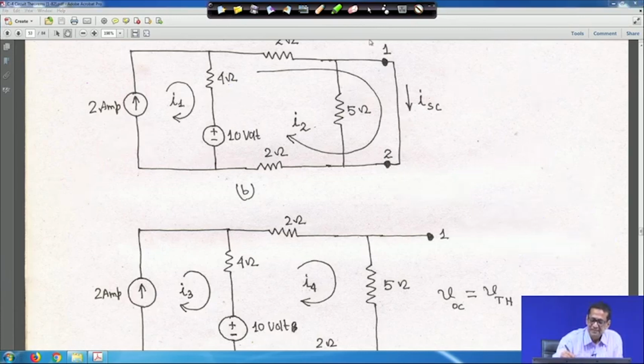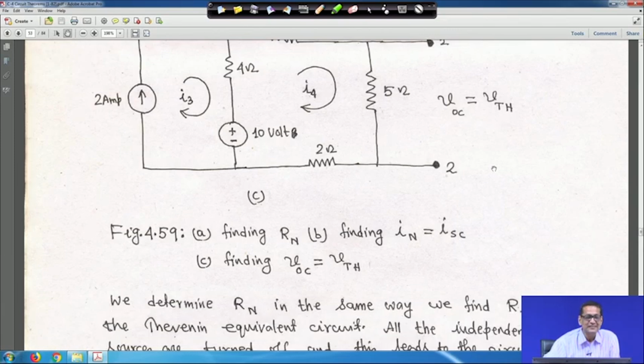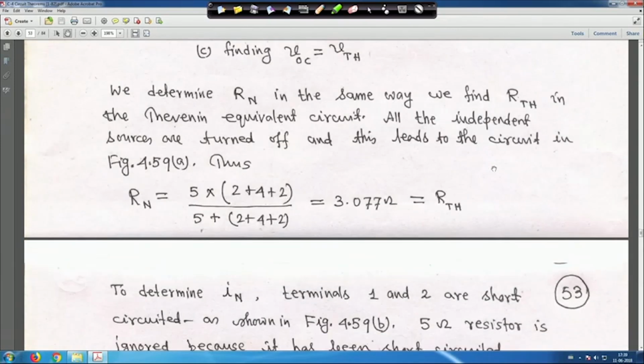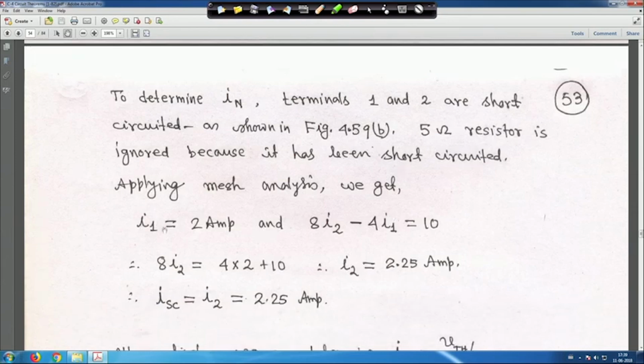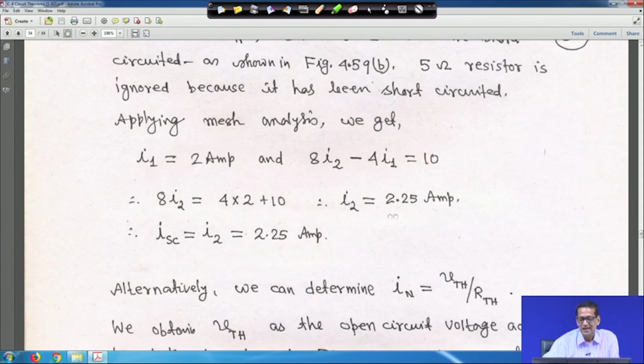And the second circuit is given for Thevenin. Here it is given I3 and I4, VOC is equal to, just for the purpose of comparison, V Thevenin. Now, you can easily solve it after solving so many things. So, Norton is given, I told you 3.007, right, how it will come. Similarly I1, I told you 2 ampere, and I gave the equation how to get it, 8 I2 minus 4 I1 is equal to 10, but I1 is equal to 2. So, you will get I2 is equal to 2.25 ampere. That means, I told you also, I short circuit is equal to I2 is equal to 2.25 ampere.